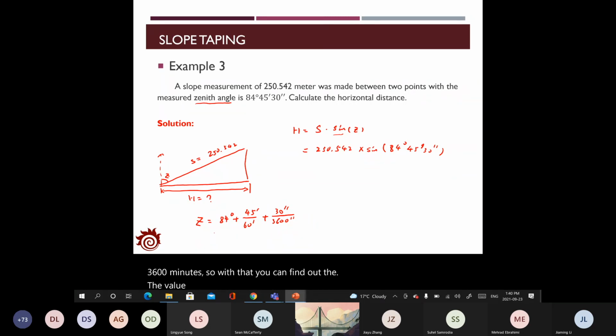So with that, you can find out the value of the zenith angle. I don't have the exact value. Let me just have a quick calculation about it. So the value is 84 plus 45 divided by 60 plus 30 divided by 3600. So the angle would be 84.7583 degrees, and then you can convert this one to radian.